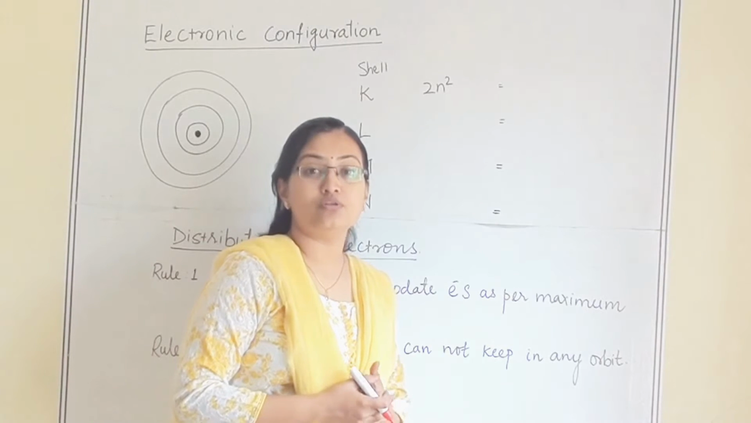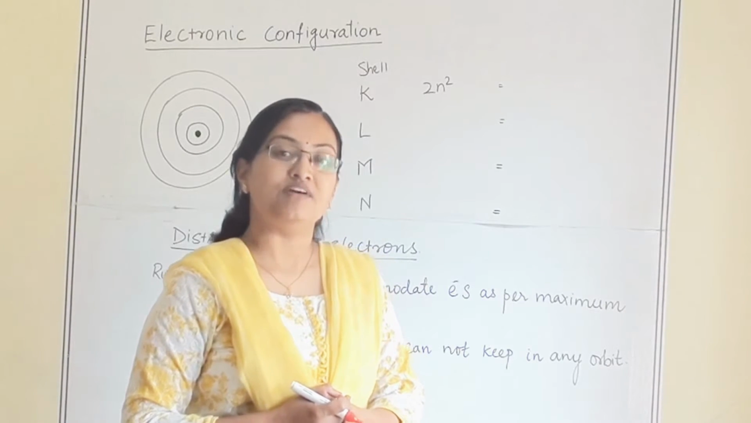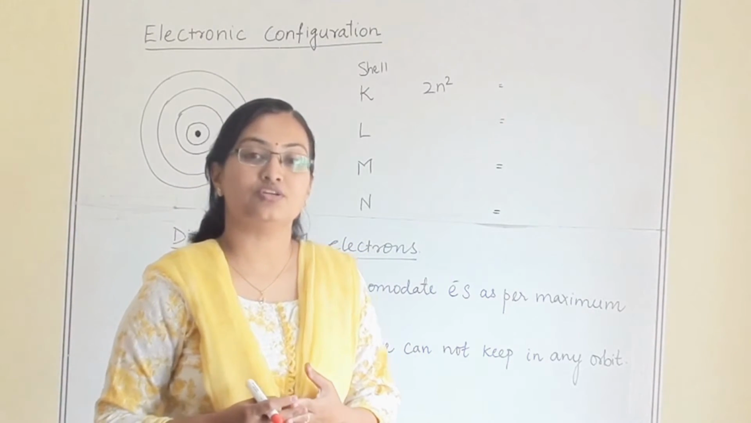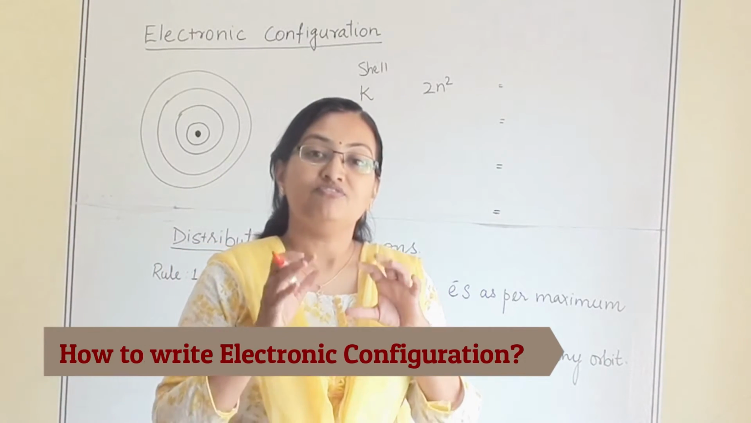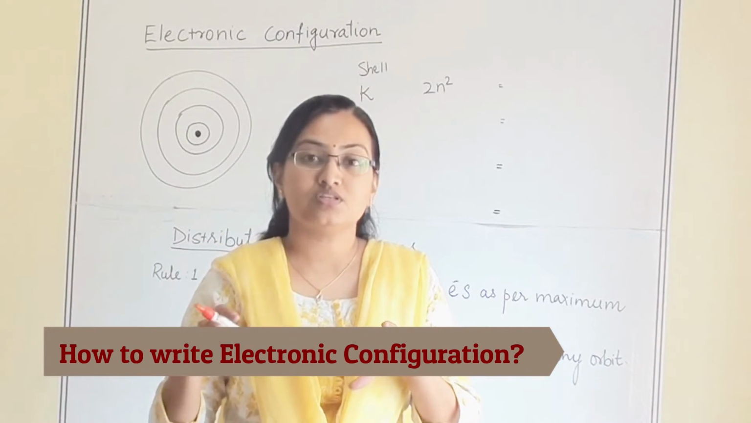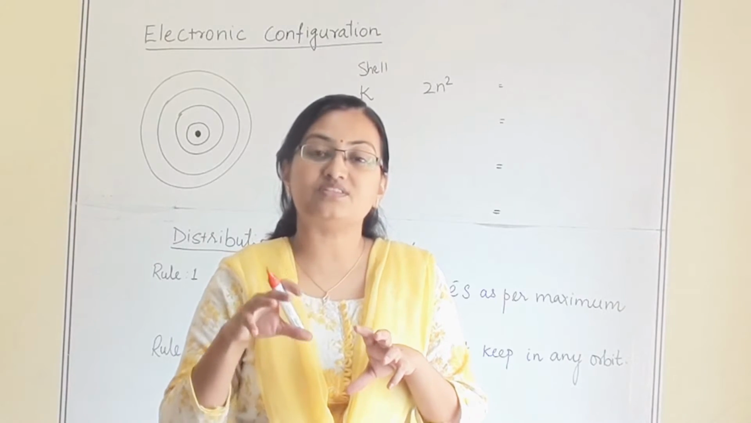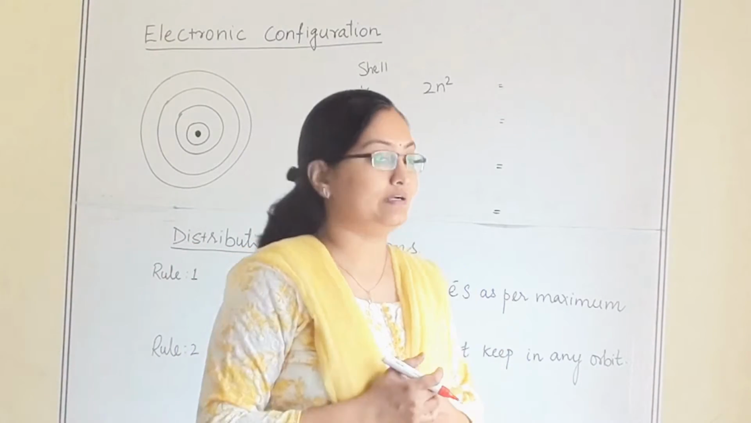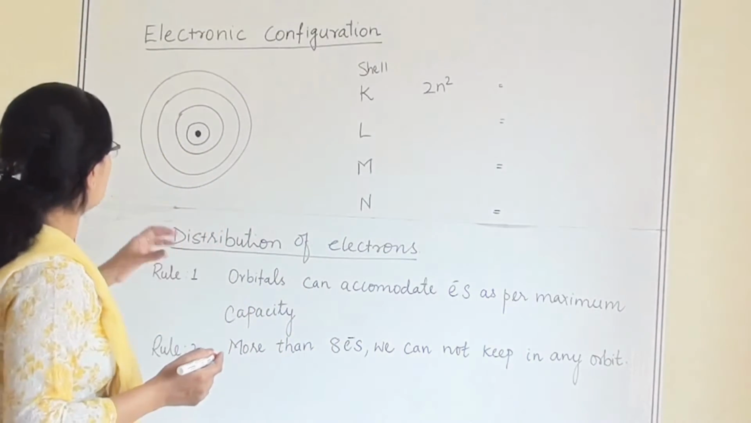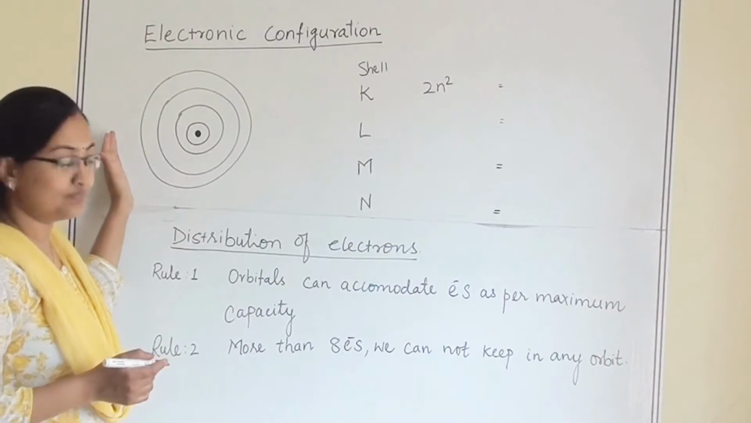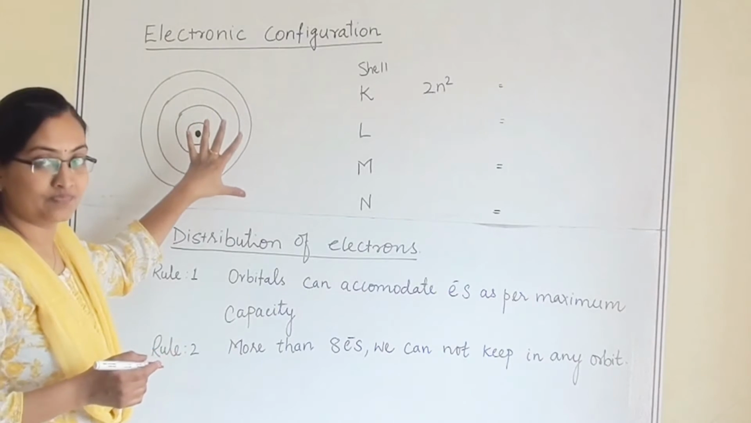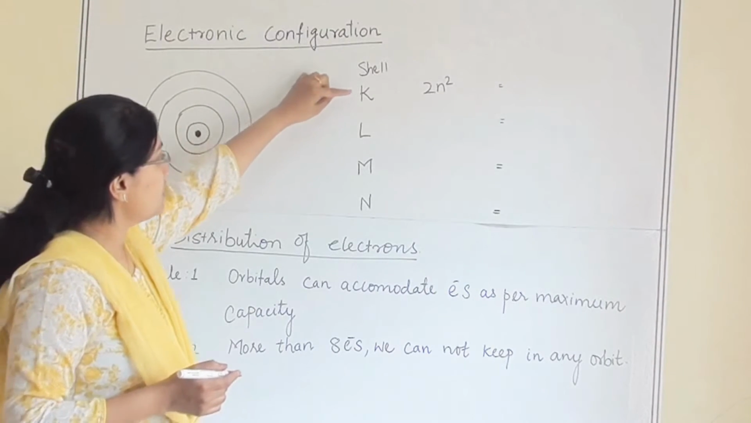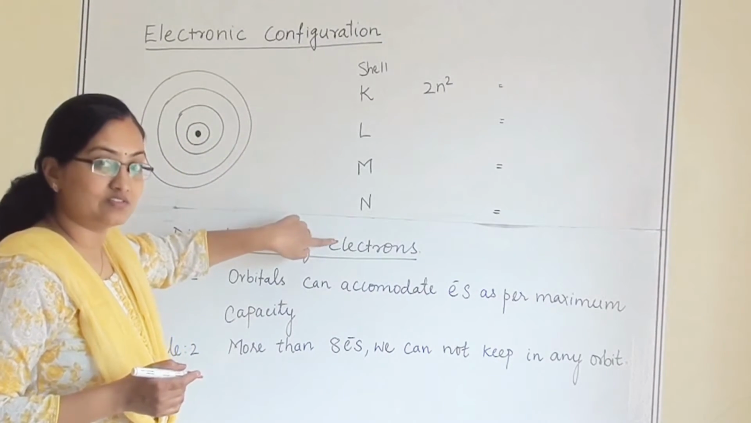Today we are going to learn about writing electronic configuration. What we are doing is distributing electrons according to the maximum capacity of that particular orbit. Let us learn that. First, this is an atom and these are my orbits. We are going to learn about 4 orbits.